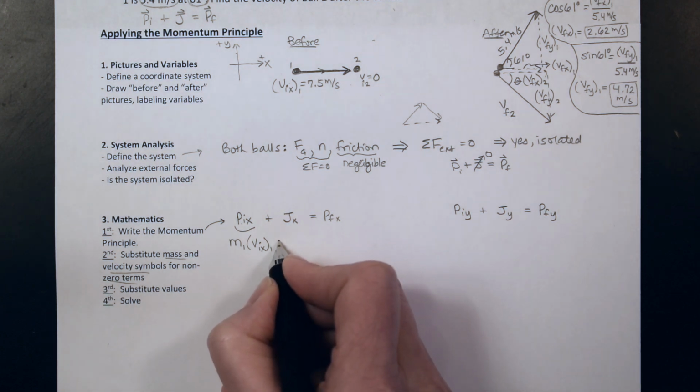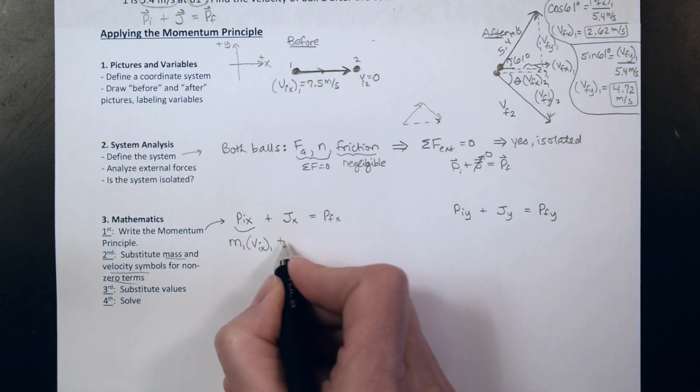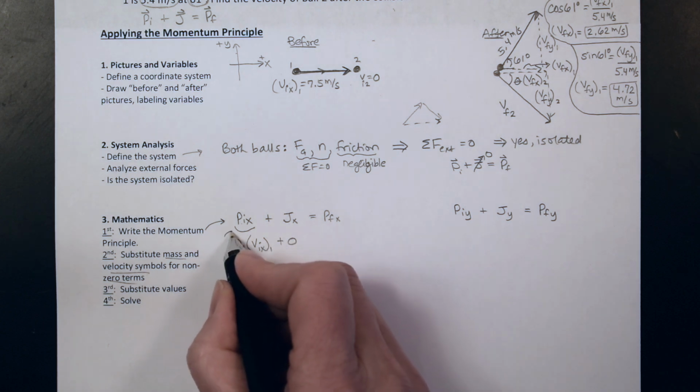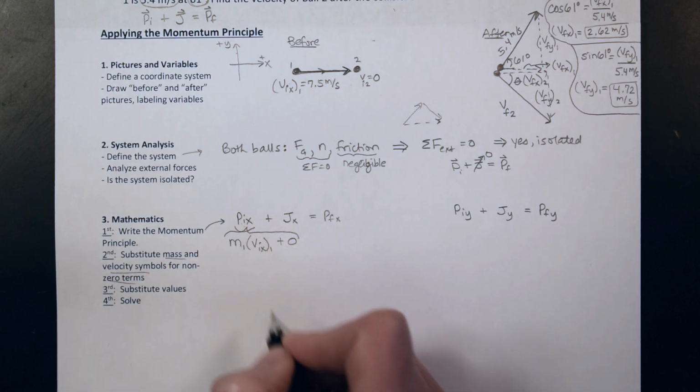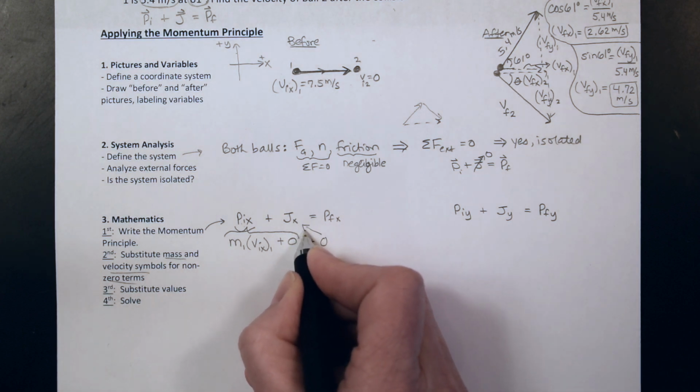Then ball 2 is not moving, so I'm just going to go ahead and put the 0. You don't have to do this, but the momentum for ball 2 initially is 0, so these 2 terms make up that. Then the impulse is 0, so that goes with that.